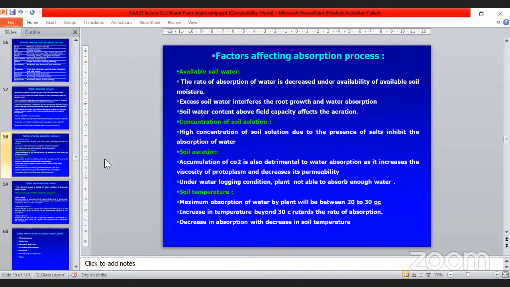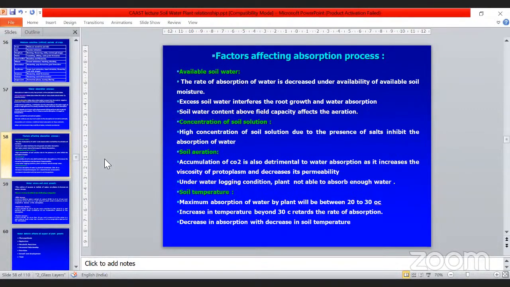So the factors affecting absorption: first is the available soil water. The rate of absorption of water decreases when available soil moisture is low, because if you don't give irrigation, the available soil moisture will be less, and it affects the available soil water. Excess soil water interferes with root growth and water absorption. For example, in the Kharif season in the Konkan region, there is huge rainfall, 5,000 millimeter. But the rice crop doesn't require this much water. The excess water goes above saturation and is not utilized by the plant. So there won't be any water absorption, because the available soil moisture is far above what the roots can utilize.